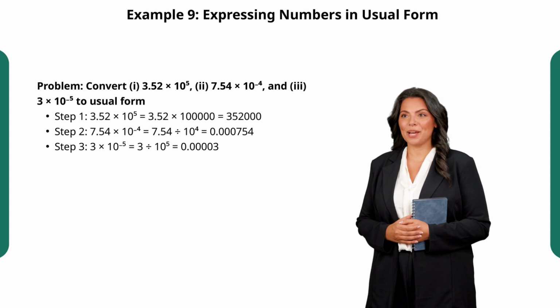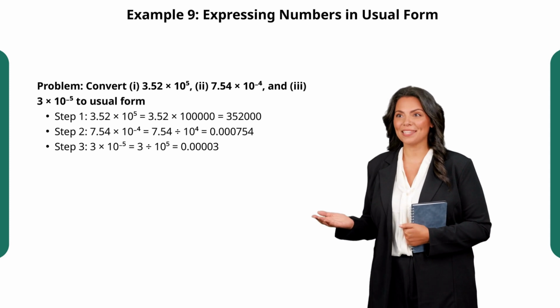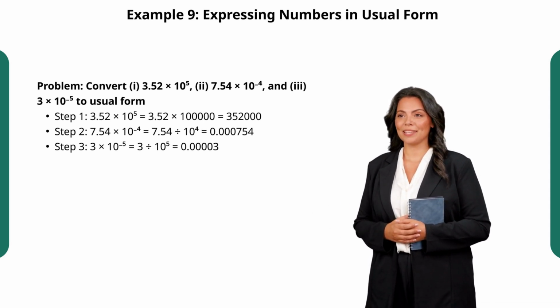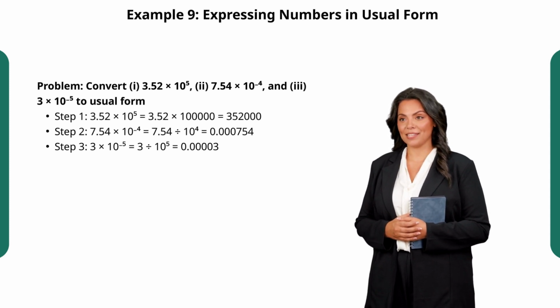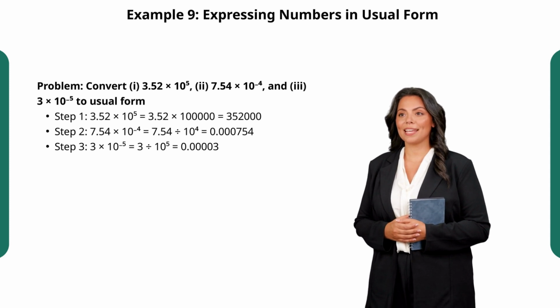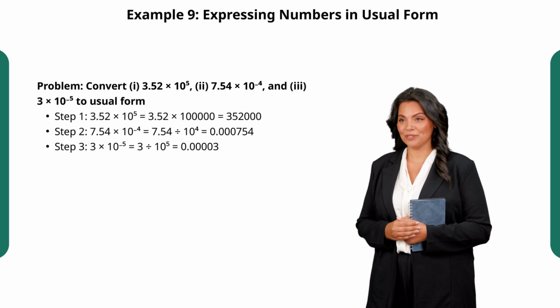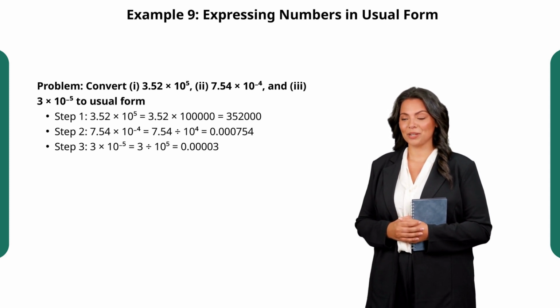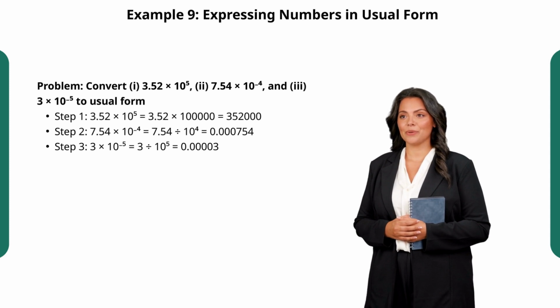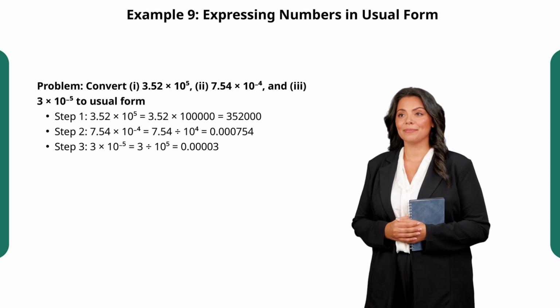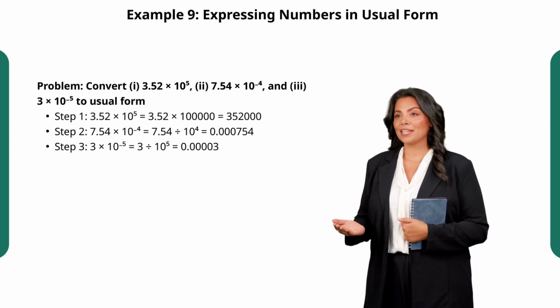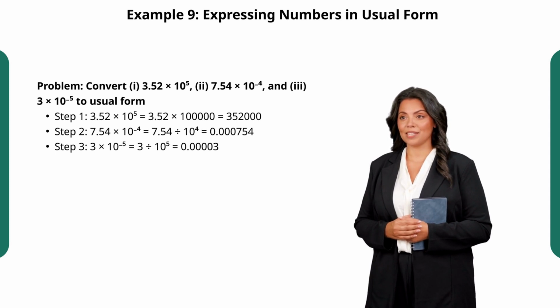Second, 7.54 times 10 to the power -4 means dividing 7.54 by 10,000, which equals 0.000754. Third, 3 times 10 to the power -5 means dividing 3 by 100,000, giving 0.00003. Understanding conversion both ways helps you fluently move between compact and expanded expressions of numbers. Try converting other scientific notation numbers to usual form to become proficient.